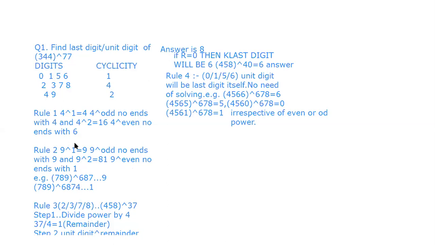Now, the most important one is what about those numbers which are ending with 2, 3, 7, 8? See, now if I ask you 458 raised to power 37, what would be the last digit? To solve such questions where the last digit is 2, 3, 7, 8, the first step is to divide the power by 4. What is the power here? 37. Why am I dividing by 4? Because for 2, 3, 7, 8, cyclicity is 4. So 37 divided by 4, remainder is 1.